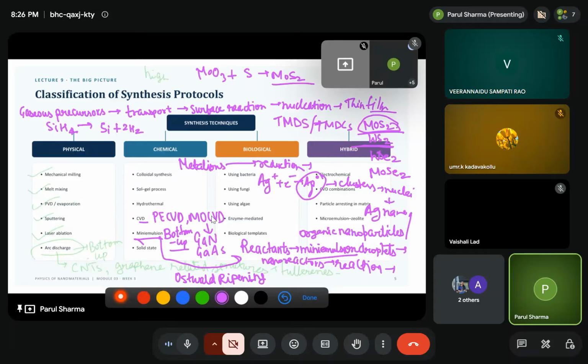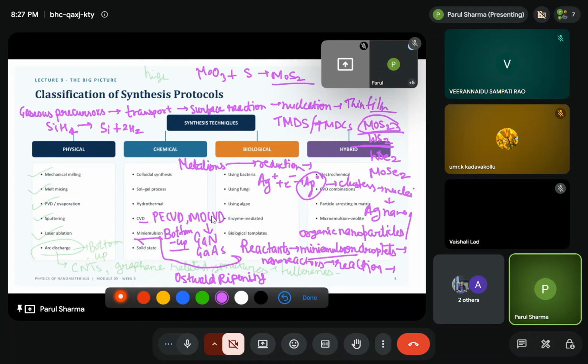In biological processes we can go into detail also, like intracellular synthesis, where the nanoparticles will form inside the bacterial cells. Next is extracellular synthesis, where the nanoparticles are formed outside the bacterial cells. So bacteria can act as reducing agents, as nucleation sites, and as capping agents. So using biological processes also, nanoparticles are being formed.